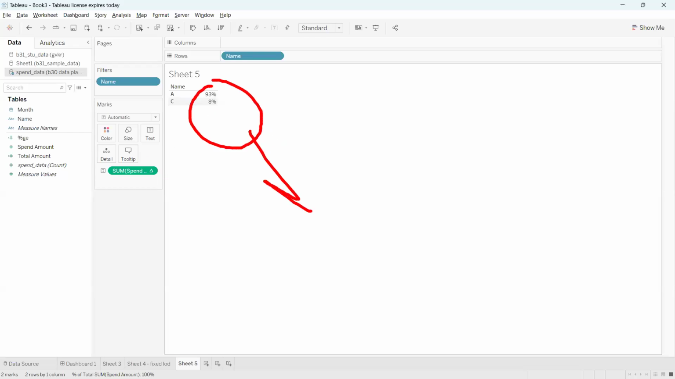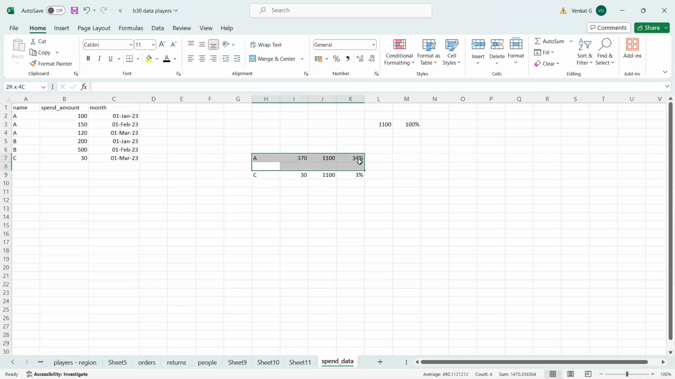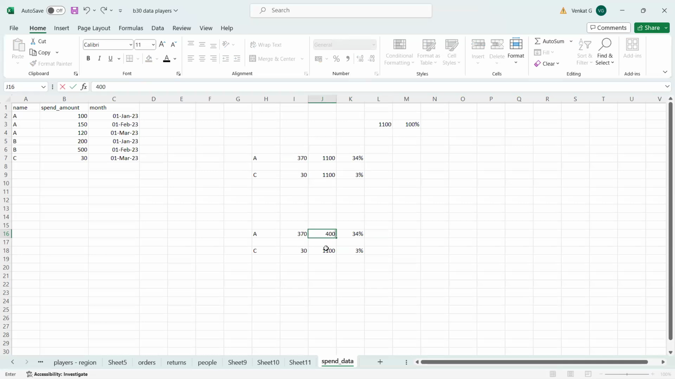So why are we getting the wrong answer here? I will tell you how this percent of total actually works. Let me go to the Excel file. Now, when I remove person B here, let me take this into a separate place. What is the total value here? 370 plus 30, which means it is 400. Tableau will aggregate the data at those dimension values which it is seeing in the sheet. Now Tableau will change this total value to 400.